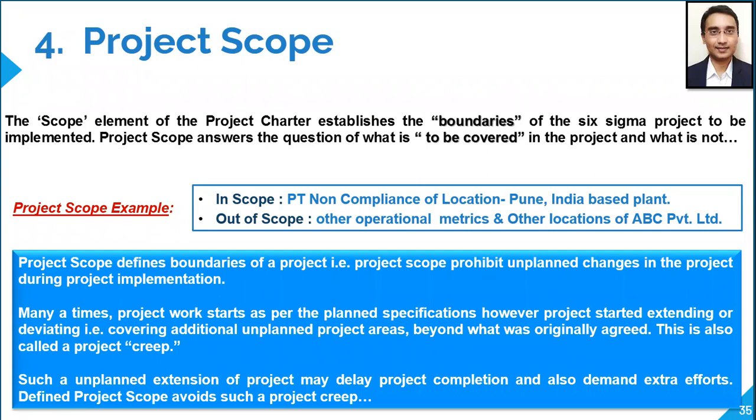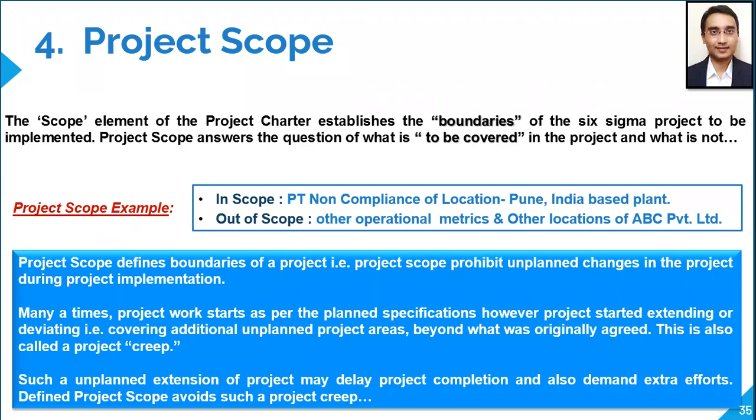So what happens many a time, project work starts as per the planned specification. However, the project starts extending or deviating, as I already mentioned, that is, covering additional unplanned project areas beyond what we originally agreed before we started the project. So all this extension and deviation is called project creep.